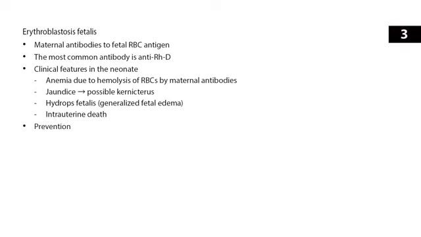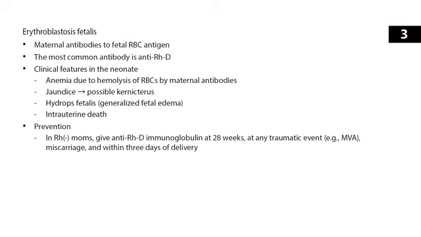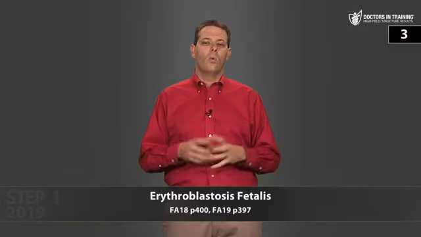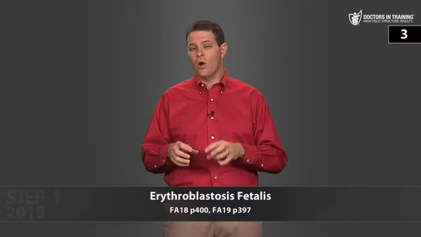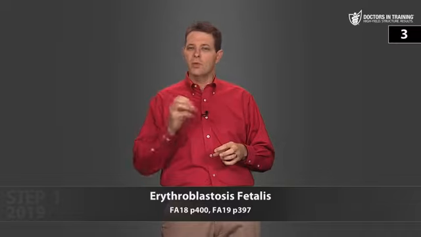So what do we do to prevent all this? Well, we give Rh-negative moms anti-Rhd immunoglobulin at 28 weeks, or whenever there's any type of trauma, like a motor vehicle accident, or anytime there's an abortion or miscarriage, and also within 3 days of delivery. Basically, anytime the mom might be exposed to the fetal red blood cells, you're going to give anti-Rhd immunoglobulin, which is IgG, to sort of hide those fetal red blood cells so that the mom's immune system never sees them. Once the mom's immune system starts seeing those fetal Rhd antigens, she's going to develop an immune response to them.